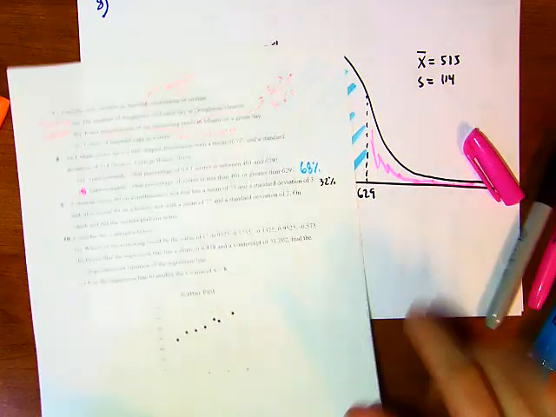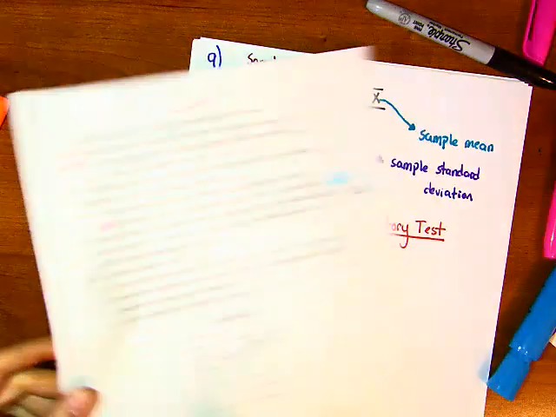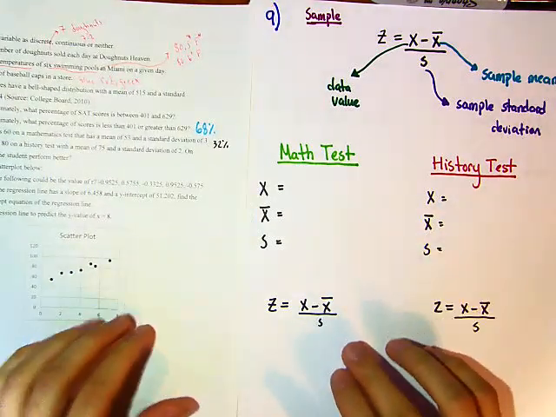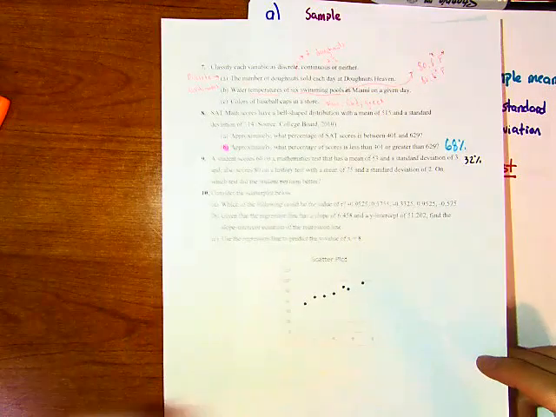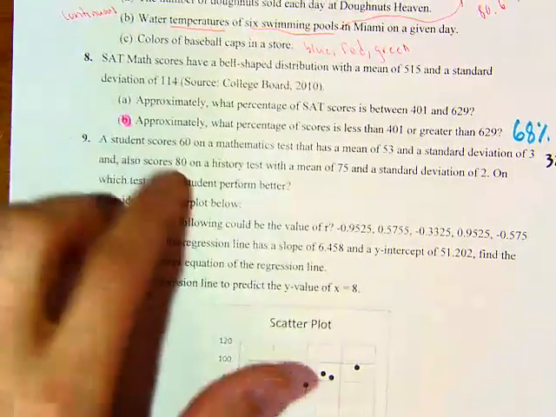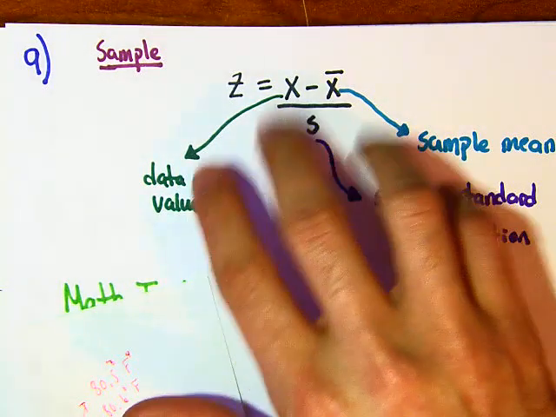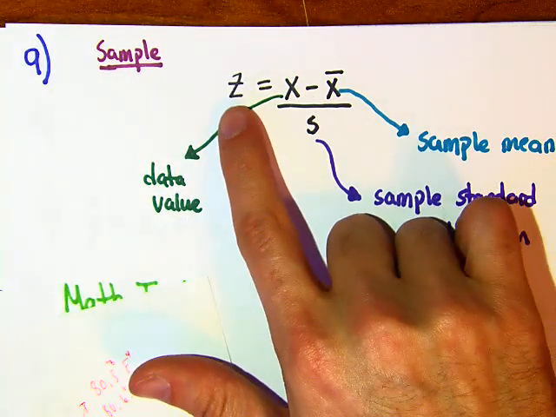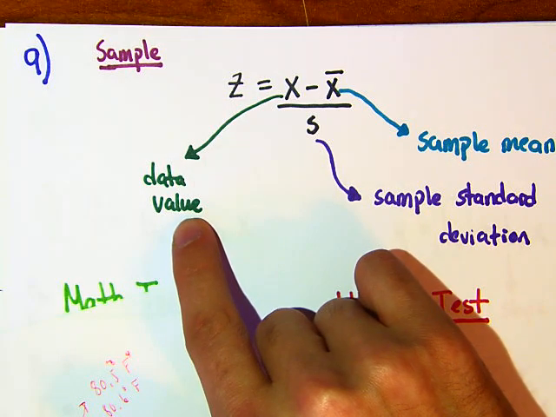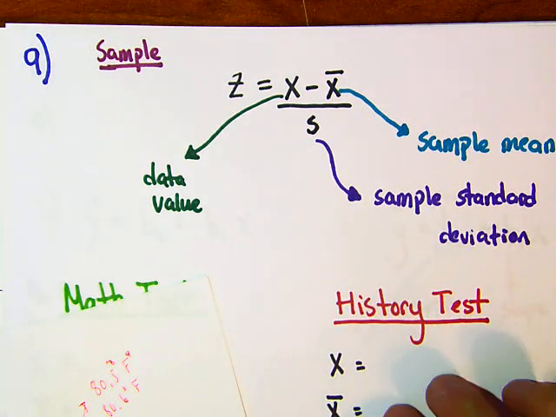Okay, let's go to question 9. This is it over here. Let me zoom in closer. It says a student scores a 60 on a math test. Before we actually do this, for this question, we're going to need to understand the concept of a z-score. So here, x will be the data value that we're plugging in, x bar will be the sample mean, and s will be the sample standard deviation.